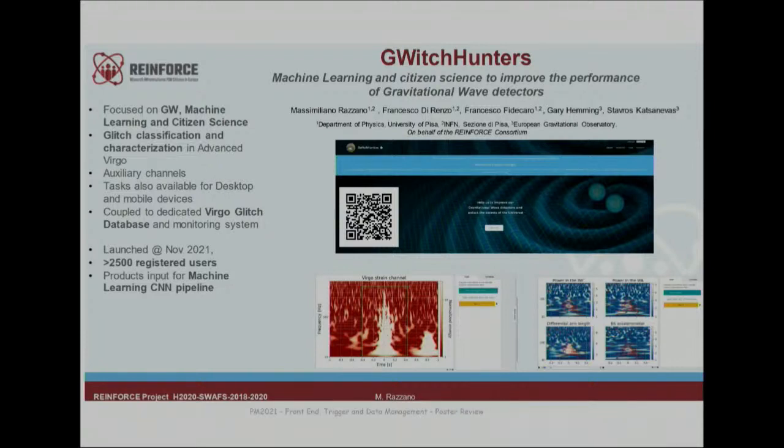The authors of this poster use citizen science to cope with this problem. So they have a network of volunteers that look at these identified noise events and try to characterize them. And the result of this characterization goes as training data sets for an automated analysis using machine learning. So the human input goes into the machine learning to make this analysis later automatically.